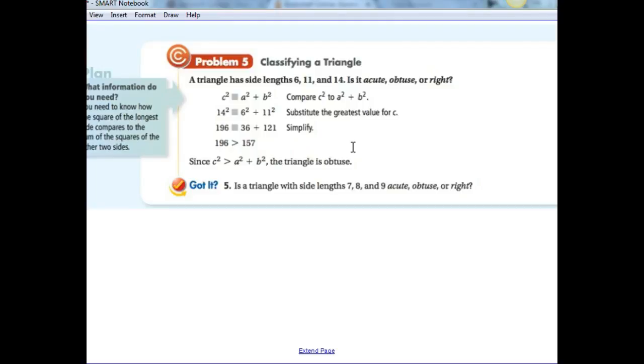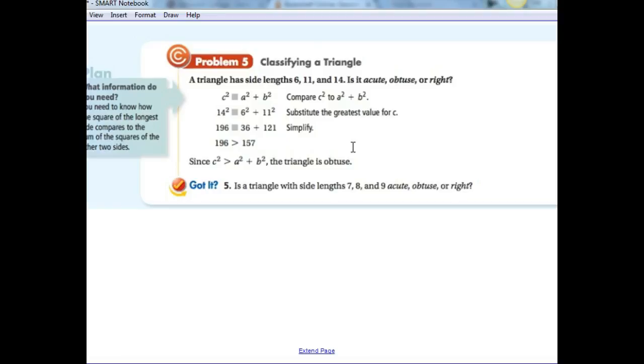Hello, we're looking at problem number 5 found on page 495 of your Geometry Part 2 textbook. This is talking about how to classify a triangle. It's using the converse of the Pythagorean theorem that says if it really is a right angle, then the two legs of the triangle squared will add up to be the hypotenuse squared. We know it as leg squared plus leg squared equals hypotenuse squared.